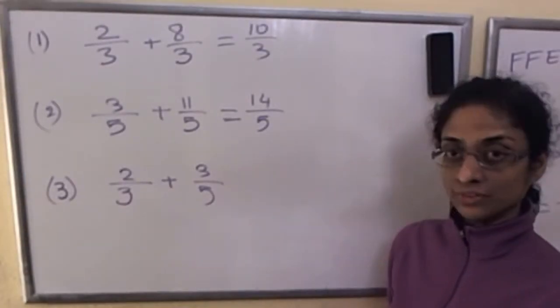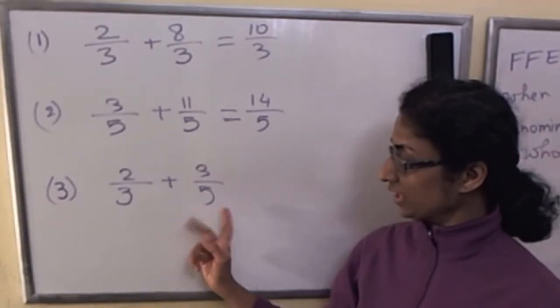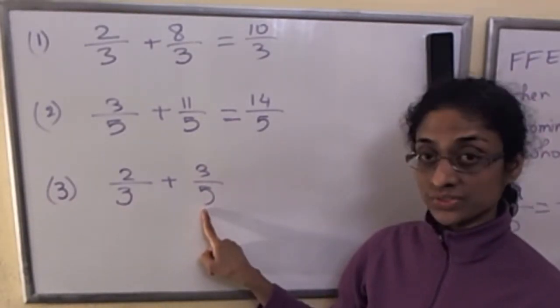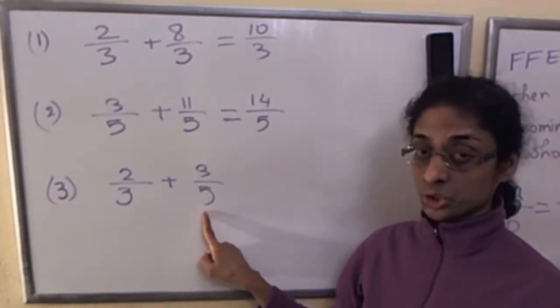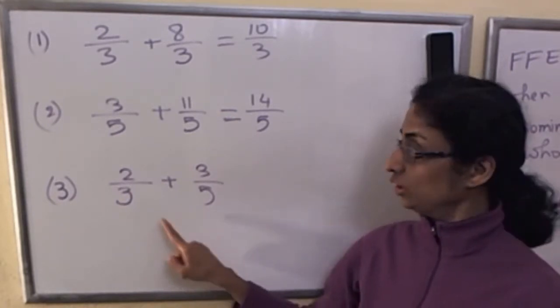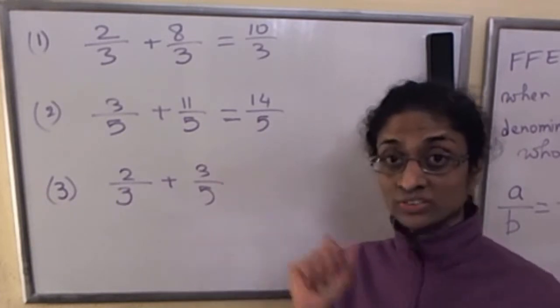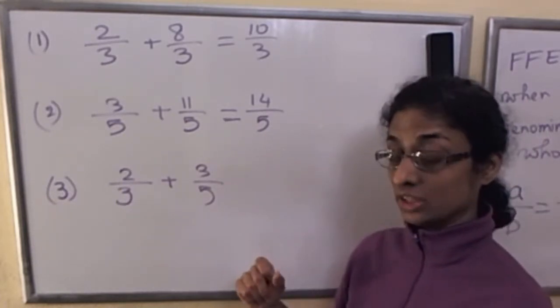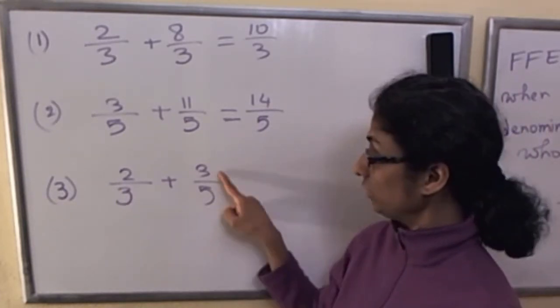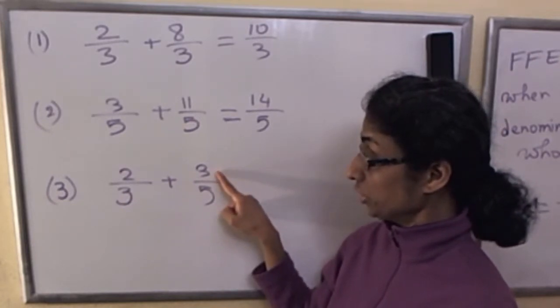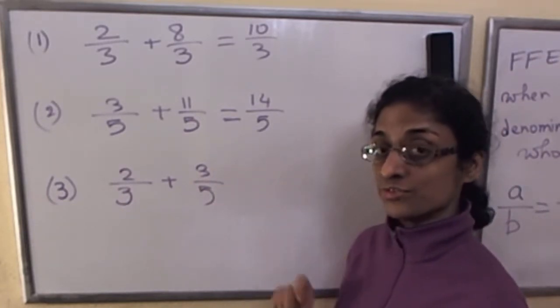2/3 plus 3/5. Adding two fractions where the denominator is not the same. The issue we were facing was that 2/3 is 2 copies of pieces of 1/3 length. Each piece is of 1/3 length. 3/5 is three copies of 1/5.